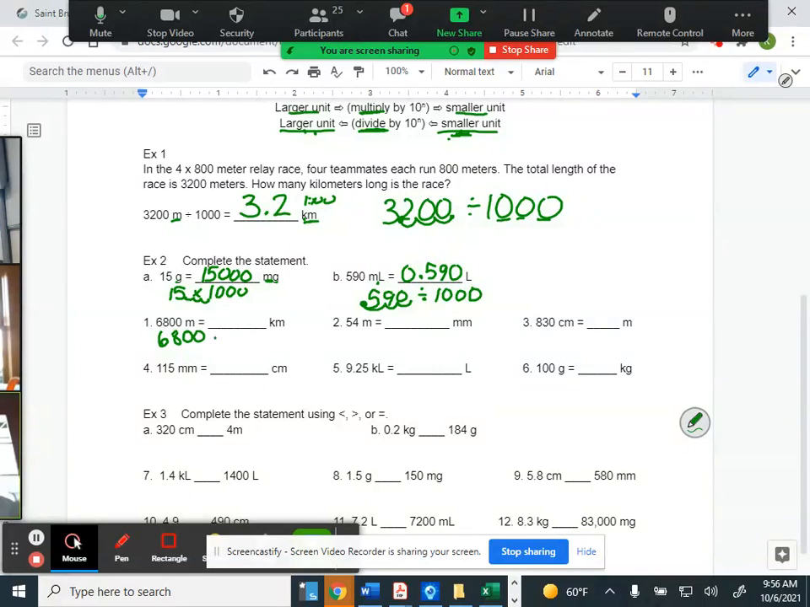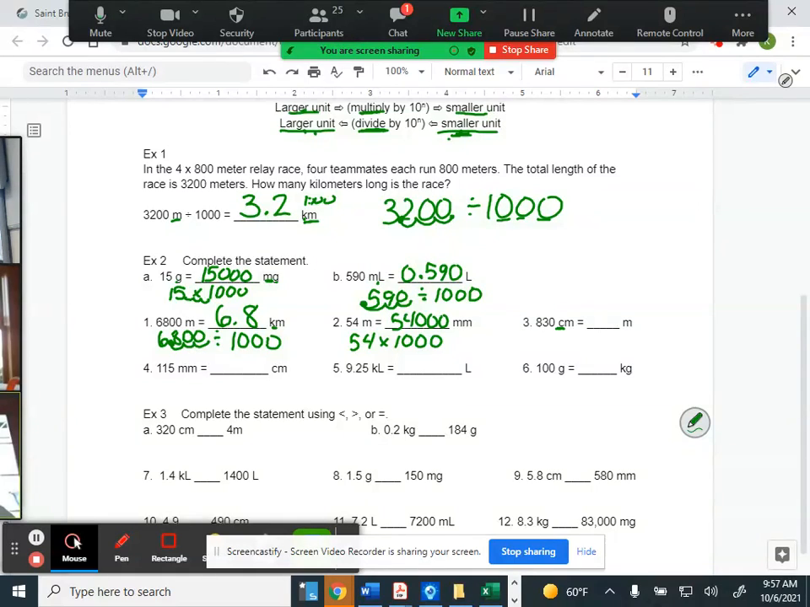6,800 divided by kilo is 1,000. So we're going to move that decimal place over 3 spots. Going from meter to millimeter, meter is larger, millimeter is smaller, so we multiply, because we're going from large to small units. So we need to put those zeros on at the end.